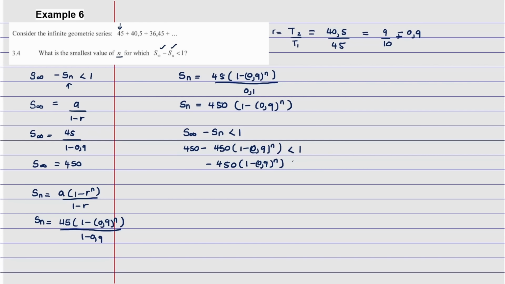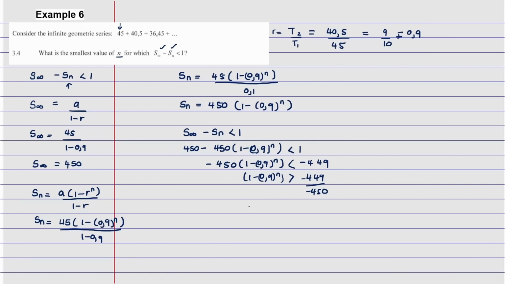So this is going to be negative 450 times 1 minus 0,9 to the power n, less than 1 minus 450, which gives you negative 449. So divide by 450. Since it's negative, your inequality is going to change. So 1 minus 0,9 to the power n is greater than negative 449 divided by 450.